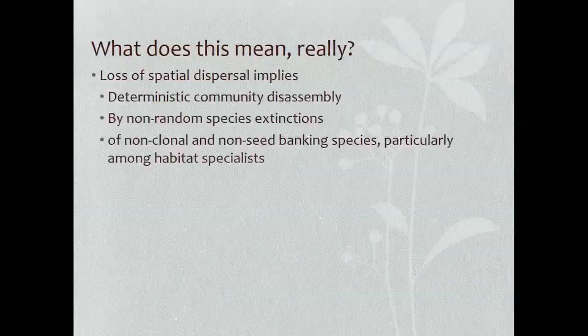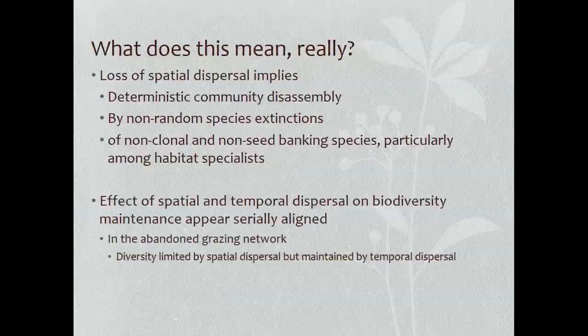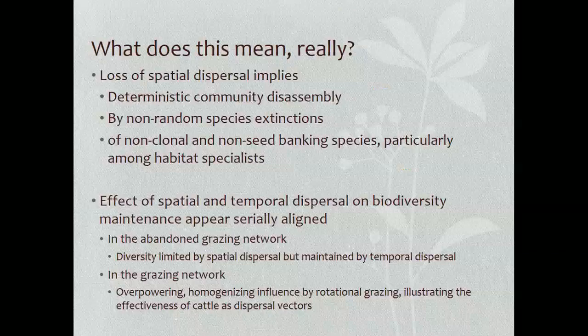So what does it mean? If we lose spatial dispersal, it's deterministic community assembly by non-random species extinction, mainly of non-clonal and non-seed bank species among specifically habitat specialists. And it appears those effects are serially aligned. So if you look at the abandoned grazing networks, it looks like today diversity is limited by dispersal, but maintained by temporal dispersal because it's preventing further community disassembly. In the grazing network itself, we have a huge and massive effect of the presence of the grazing network, having high diversity, but also homogenizing the communities.